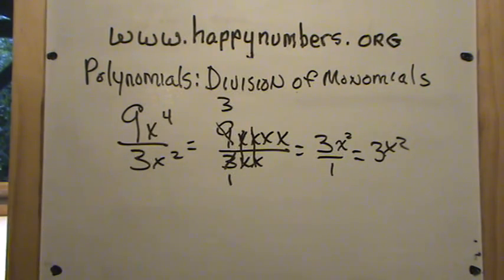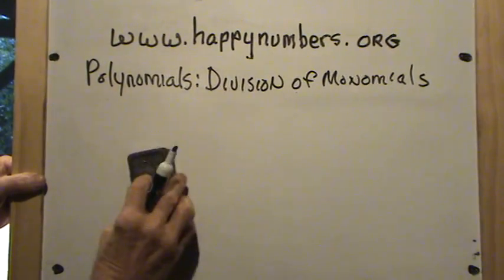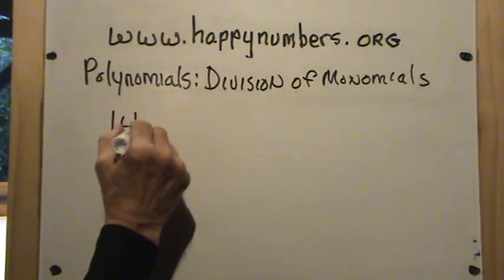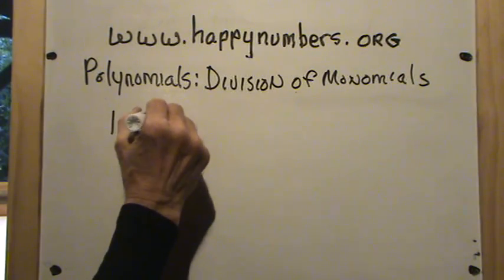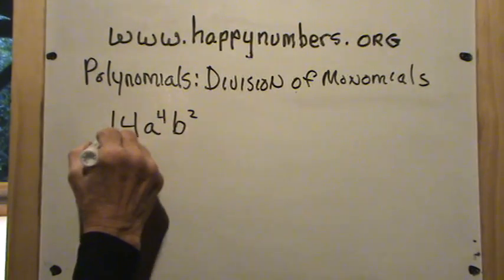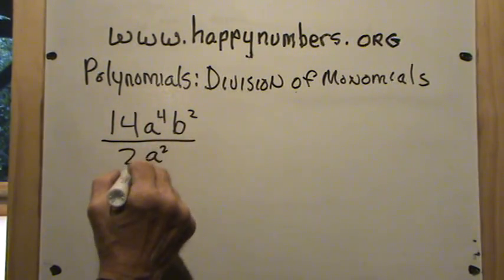Excellent. Let's try another one. Let's try this one. 14a to the fourth, b to the second, divided by 2a squared b.